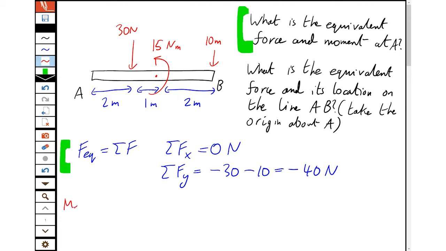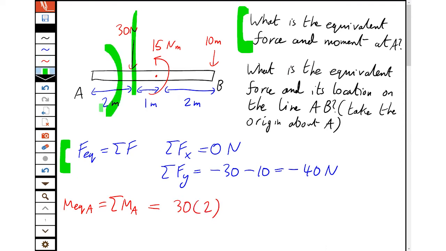Then we take the equivalent moment around A, which is the sum of all the moments around A. So we have 30 newtons, a perpendicular distance of 2 away, and we see that's turning clockwise. And this reminds us, oh yeah, shouldn't be careless. I should draw my little axis so I remember which way is which. And we see the 30 newtons will rotate it clockwise around A, which is negative.